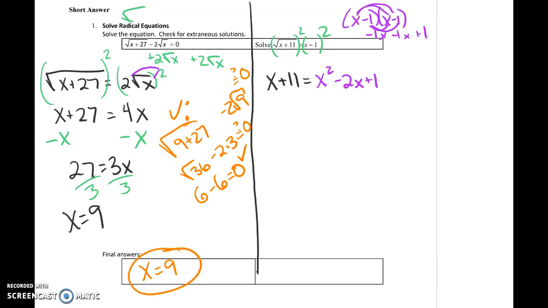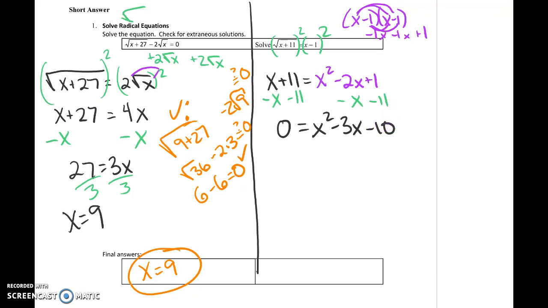Now, hopefully your next instinct is, hey, that's a quadratic equation. Let's set it equal to 0. I'm going to subtract x and 11 at the same time because I am a complete daredevil. 0 equals x squared minus 3x minus 10.